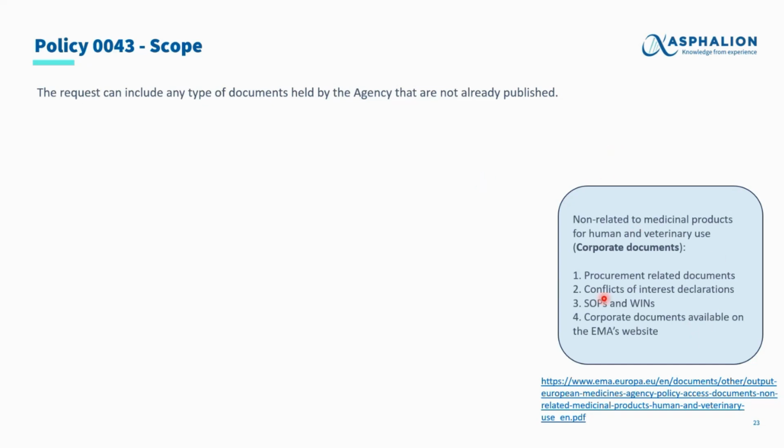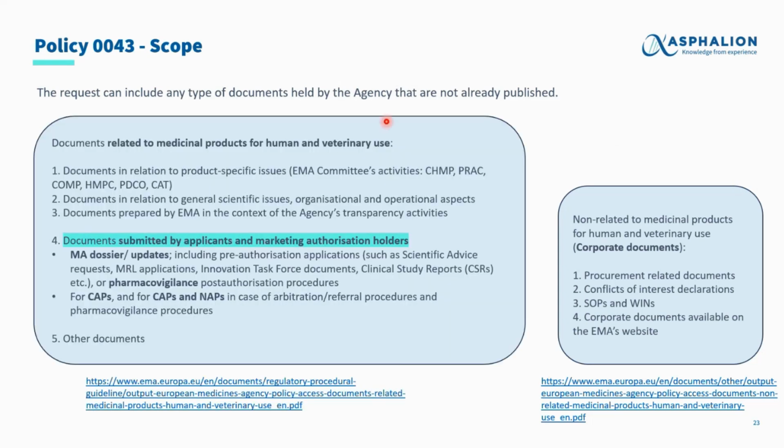First, I have put here documents related to corporate activities of the EMA, so procurement, conflicts of interest, SOPs, other corporate documents from the EMA. And there is a specific list of this type of documents, but this is not so relevant in our context and for the audience. The other main type of documents that could be requested are those related to medicinal products for human and veterinary use.